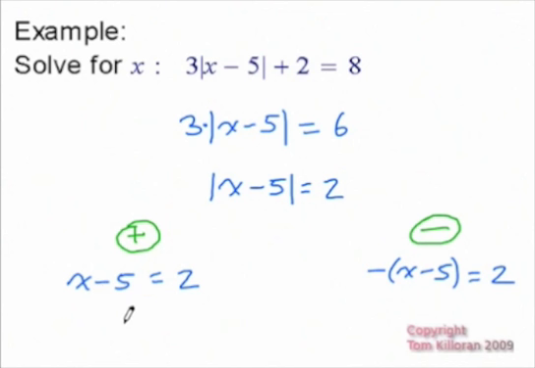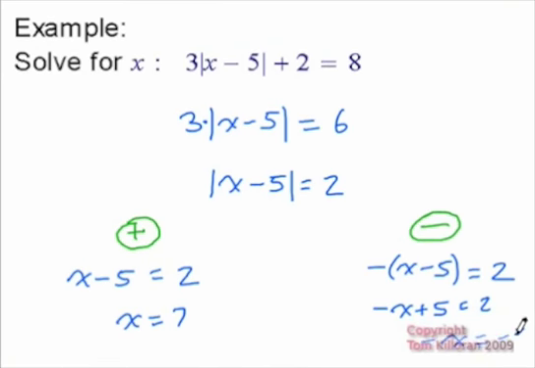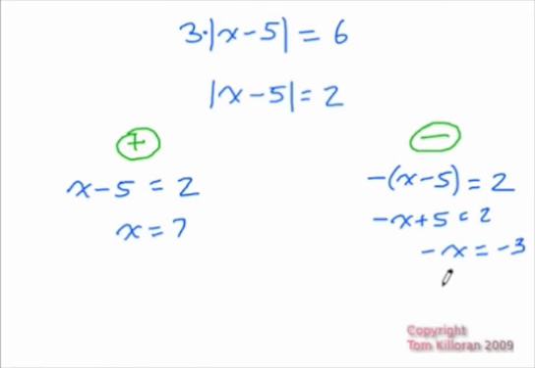Alright, so from here we're going to add 5 to both sides, and we're going to get x is equal to 7. Here, after distribution of the negative, we're going to get negative x plus 5 is equal to 2. Subtract 5 and you get negative x is equal to negative 3, and change both signs, or divide or multiply by negative 1, and we're going to get x is equal to 3. So the solution to this absolute value equation is either a positive 7 or a positive 3.